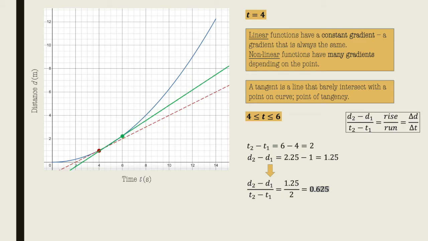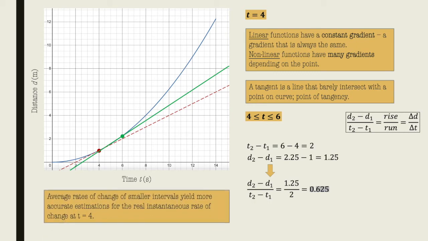Essentially, the interval is getting smaller, which in turn makes the gradient of the green line and the red line, which is a tangent, more and more similar to each other. This pattern will continue to hold true. If I were to move the upper endpoint to, say, t equals 5, then t equals 4.5, then 4.25, etc., the gradients of the two lines will become more and more similar.